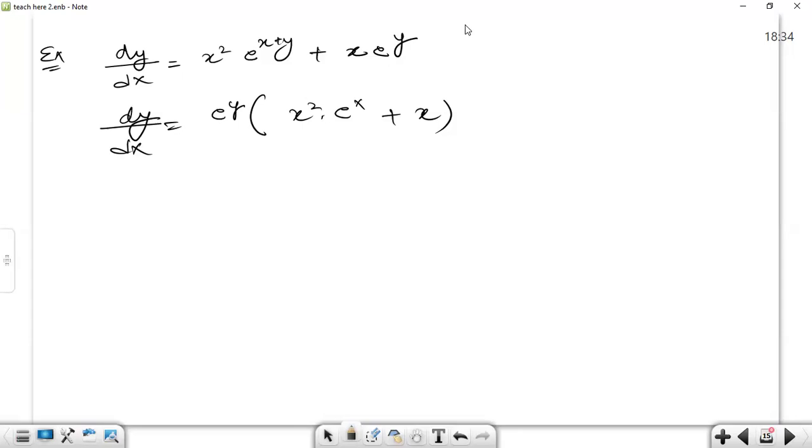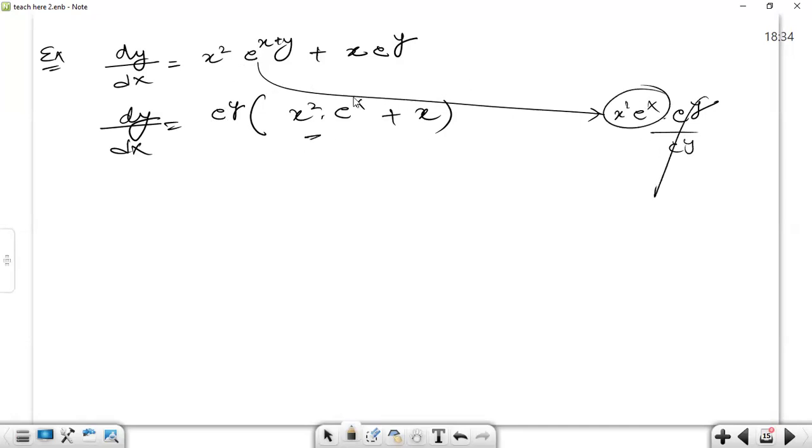Sir, could you repeat? Yeah, this can be written as e raised to power x into e raised to power y. So now what I have done is I have taken e raised to power y as common. When this term gets divided by e raised to power y, it will cancel and the remaining will be written here. And plus this, e raised to power y will cancel and the remaining will be written here. Clear? Yes, sir.